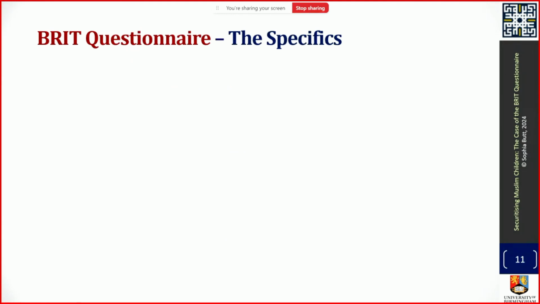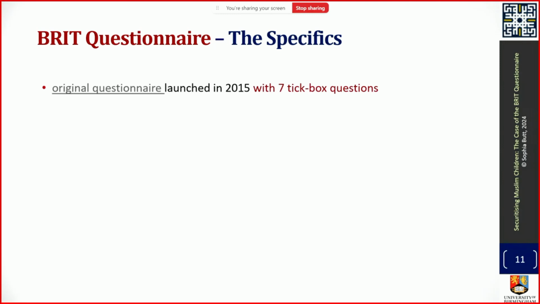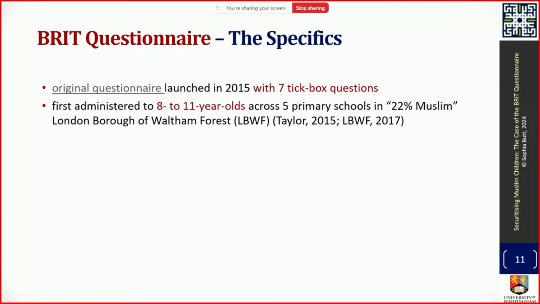But what's the specifics of the BRIT questionnaire that was launched in tandem with this? So it was launched in 2015 with 7 tick box questions, and it was administered to 8 to 11-year-olds across 5 primary schools in the first instance in what was classed as 22% Muslim London Borough of Waltham Forest. And this is because it was said that when we look at the other boroughs in London, most of them have an average population of approximately 5% Muslims.